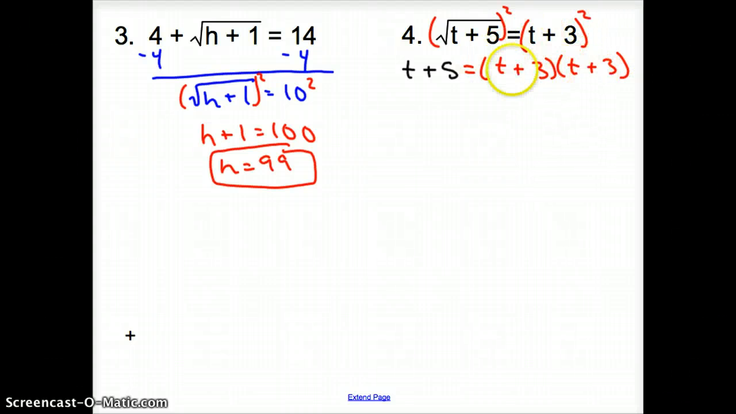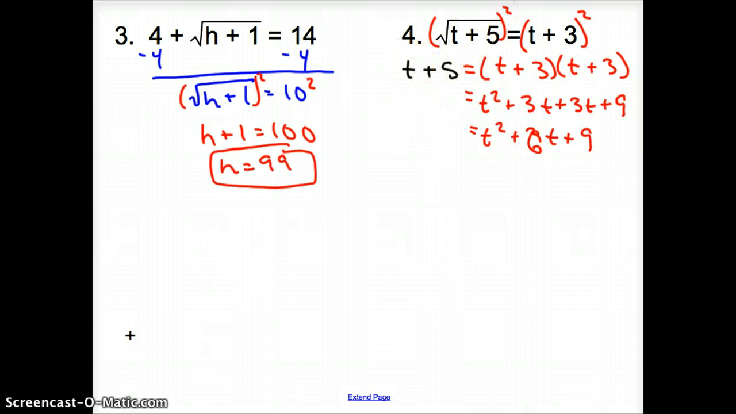When you do that, now we have to multiply everything out in the red. We have to FOIL it. So we have to go t times t, which is t squared, t times 3, which is plus 3t, 3 times t again, which is plus 3t, 3 times 3, which is plus 9. I'm going to simplify that to give me t squared plus 6t plus 9. Bringing down what's in the black over here is going to be t plus 5.